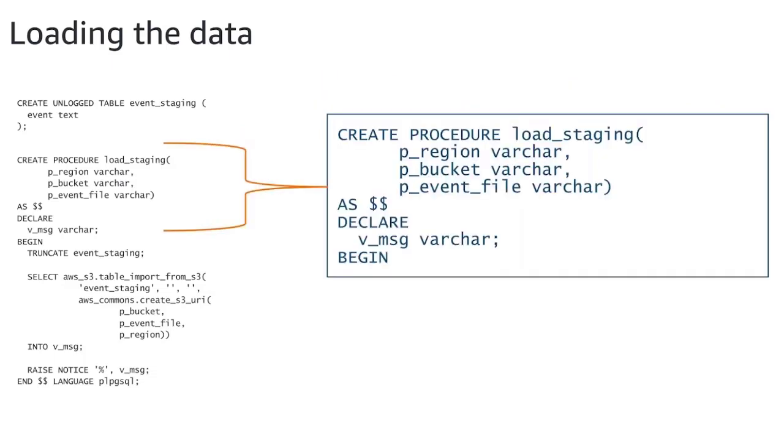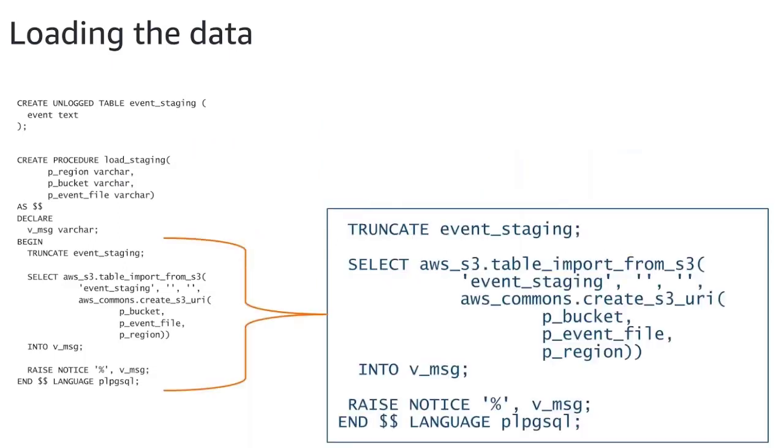We'll then create a stored procedure called load staging that takes 3 parameters: the region, the bucket, and the file. And the first thing we want to do is truncate the staging table to make sure there are no records left from previous loads. Then we'll load using the table import from S3 function, which has a few parameters. The first is the table we're going to load. The second is an empty string listing the columns we're loading. We don't need to list any in this case because it's just a single column. And the third parameter is the Postgres copy command options. You might want to, for example, specify different delimiters, etc. And finally, we have the location where the file is, and we have another helper function called create S3 URI, which points to the location of the file.